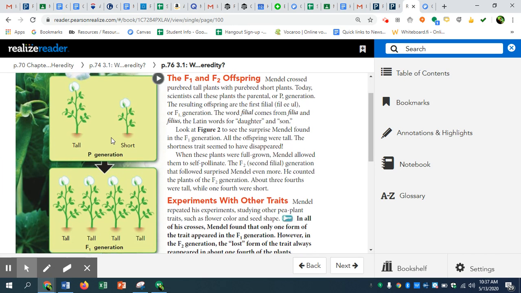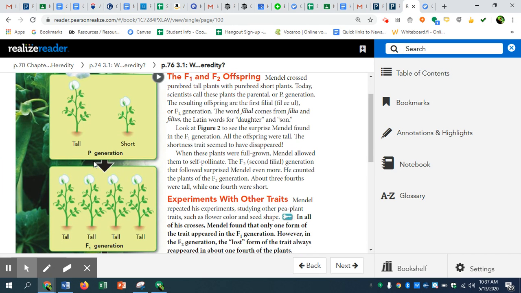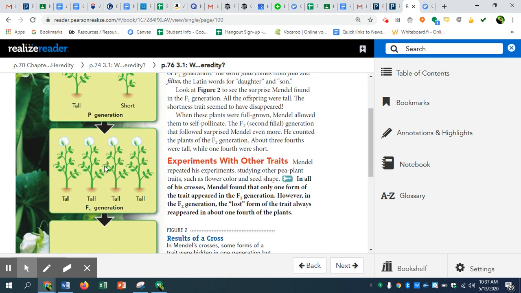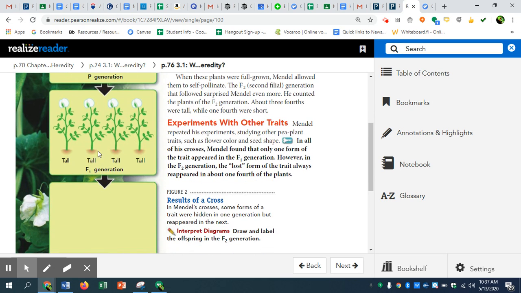We call this the P generation, P for parent. So Mendel took two plants that he crossed. So they're the parent plants. And he took a tall plant and a short plant. And then in the next generation, we call that the F1. You don't have to remember this word. They have it written here. It's the first filial, F1, first filial generation. That's the children of these two plants. Every single plant, when he crossed a tall plant and a short plant, every single one was tall. Okay.